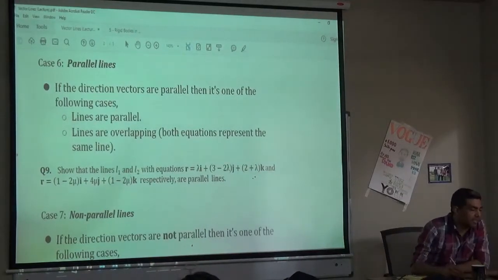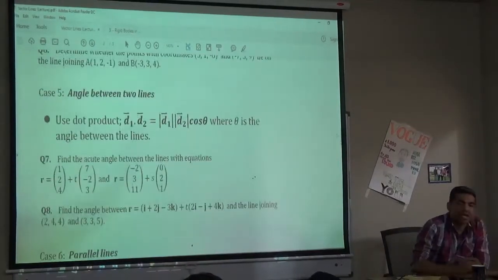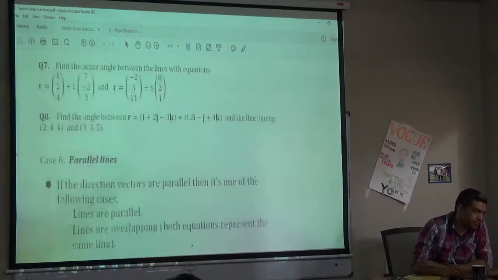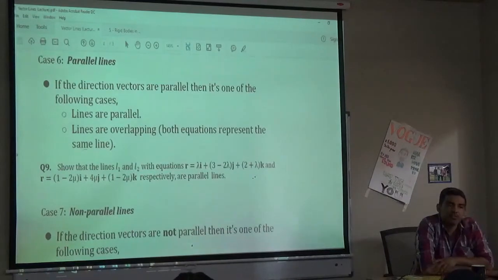I think we were done with case 5, angle between the lines. Were we done with that? Okay, so case 6 is about parallel lines.